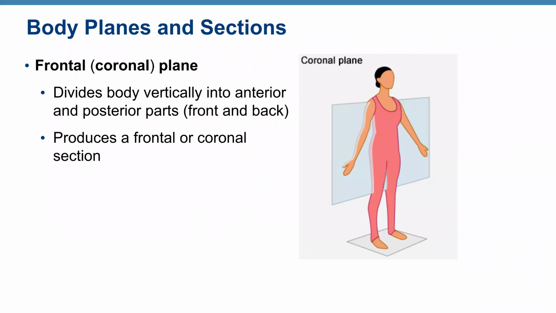Frontal or coronal plane divides the body vertically into anterior and posterior parts, or front and back, and produces a frontal or coronal section.